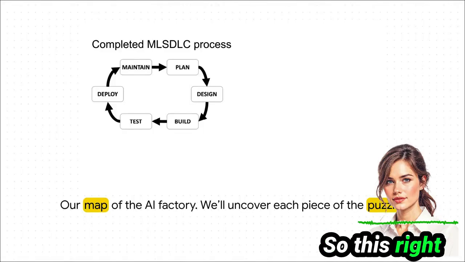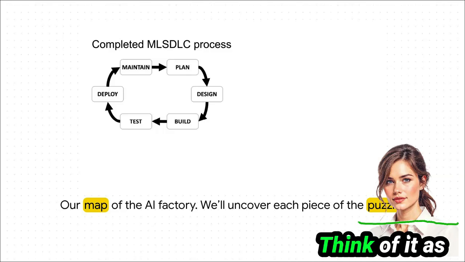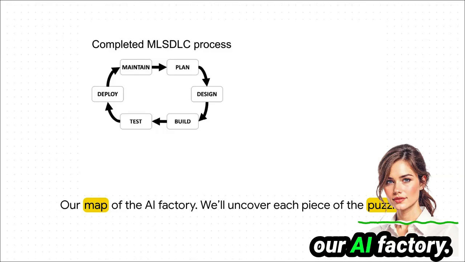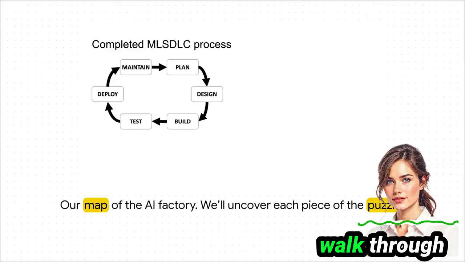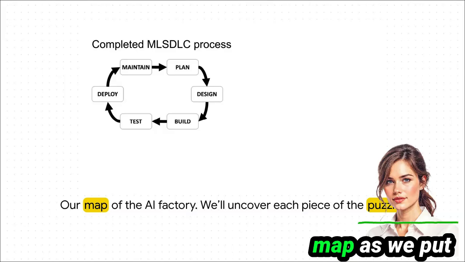So this right here, this is our map for the journey we're about to take. Think of it as the master blueprint for our AI factory. We're going to walk through this whole cycle piece by piece, and we'll keep coming back to this map as we put it all together.